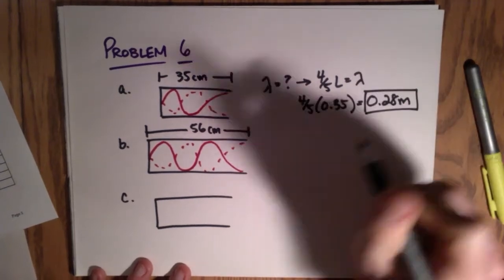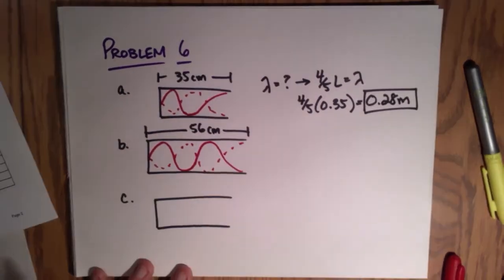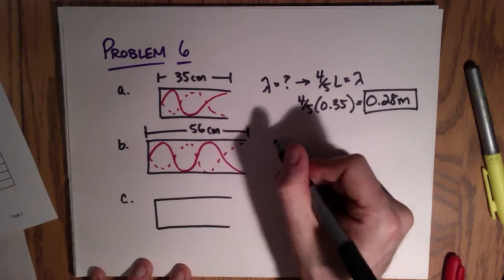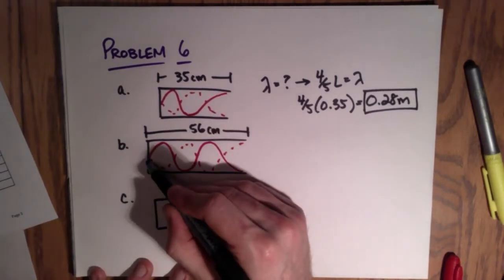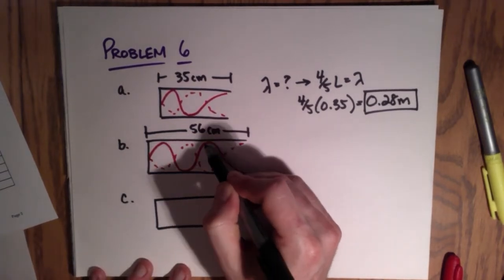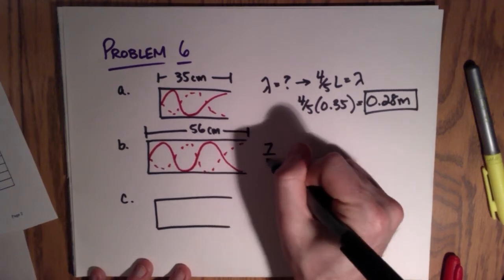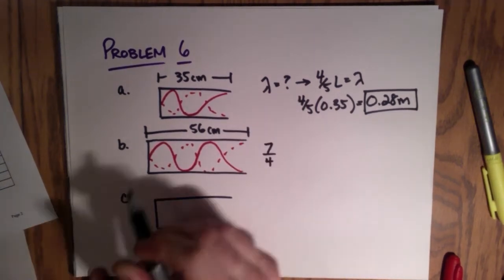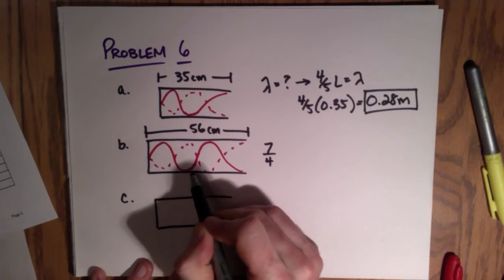It's all about looking at what fraction of this length one wave takes up. Take a look here. Well, we have 56 centimeters as our L. Well, 1, 2, 3, 4, 5, 6, 7. So there's 7 quarters. And 1, 2, 3, 4.